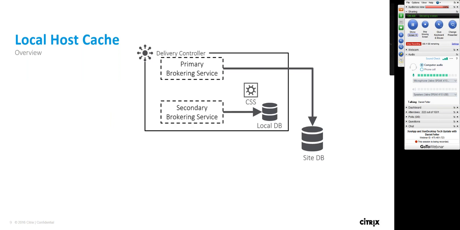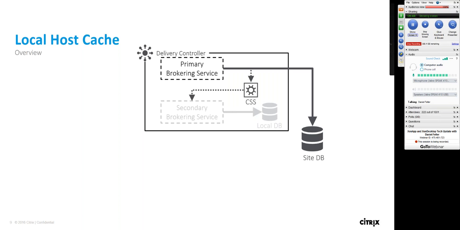In every delivery controller, there are multiple services. There's going to be one called a primary brokering service, another one called a secondary brokering service. Each delivery controller does this. The primary talks to the main SQL database. The secondary talks to a local SQL Express database that's installed automatically.